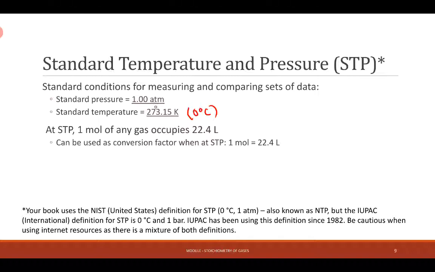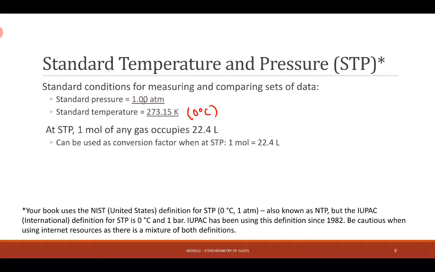Now, if we apply our ideal gas law for 1 mole of gas at 1 atmosphere and 273.15 Kelvin, we find out that 1 mole of any gas occupies 22.4 liters at STP, and we can use that as a conversion factor in our math.